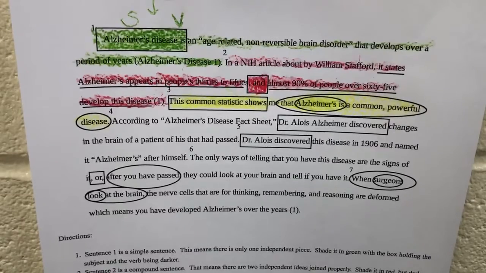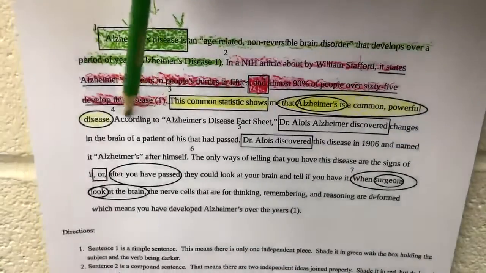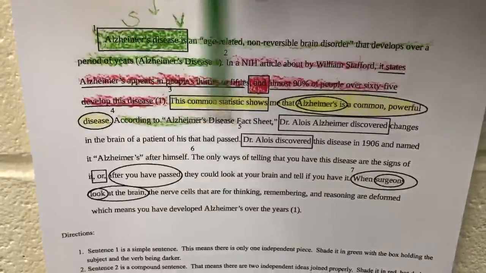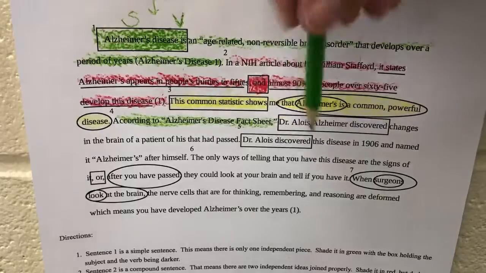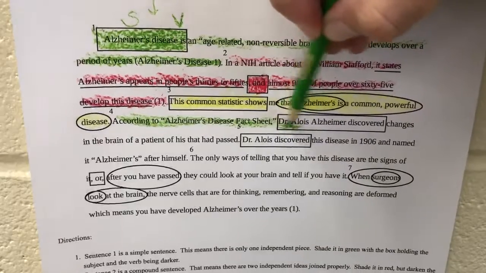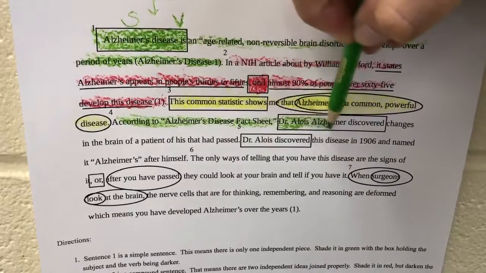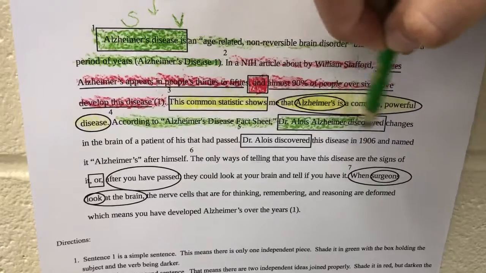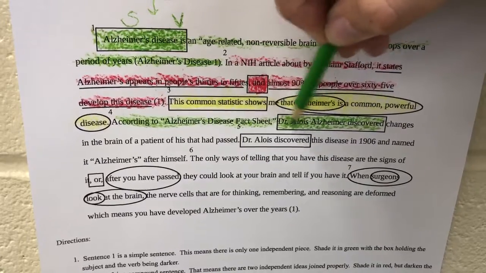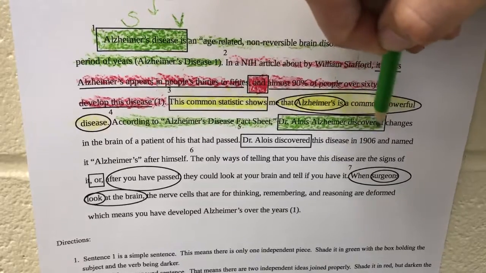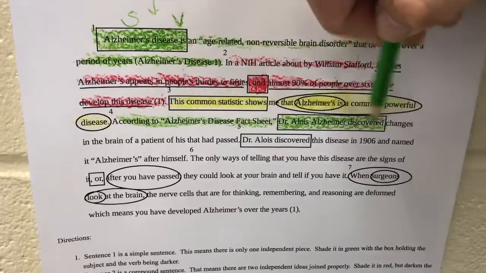The next two sentences are simple. So I'm just going to give them a light shading in with green. Simple sentences don't really have anything to do with length. It all has to do with how many independent pieces you have. Here we have Dr. Alois Alzheimer discovered. That's the part that has the subject and the verb.